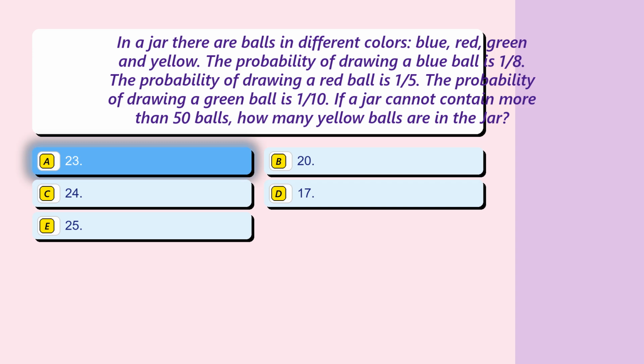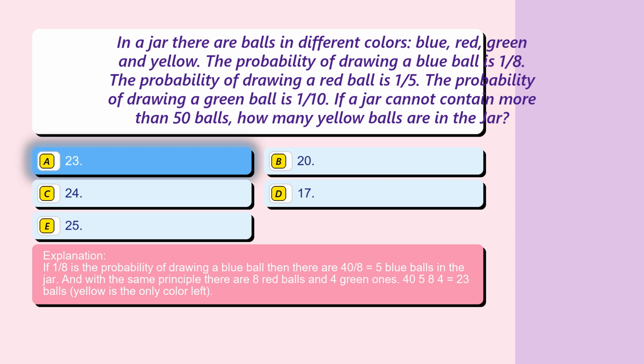The correct answer is option A, 23. If 1/8 is the probability of drawing a blue ball, then there are 40/8 equals 5 blue balls in the jar. And with the same principle there are 8 red balls and 4 green ones. 5 plus 8 plus 4 equals 17, so 40 minus 17 equals 23 balls, yellow is the only color left.